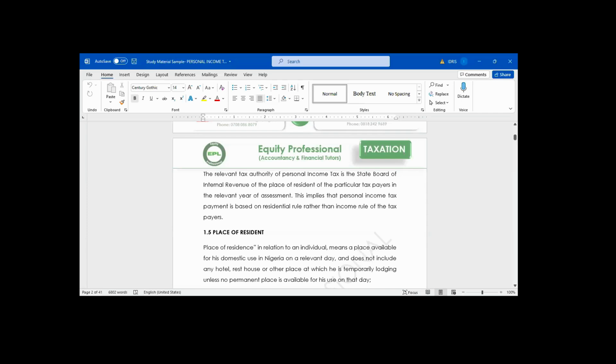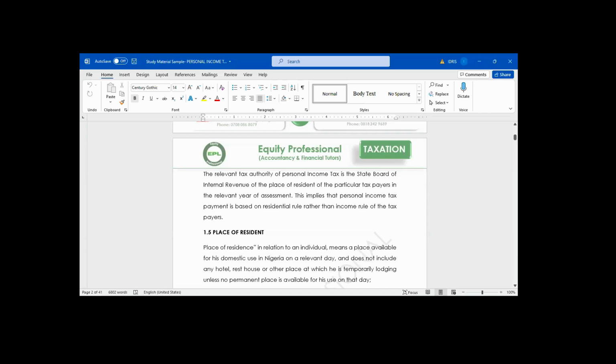In relation to personal income tax, they are talking of place of residence. Place of residence simply means a place available for an individual for his domestic use in Nigeria on a relevant day. That means the place where you sleep, do your social activities, put your family, wash your clothes, you understand? So that is your place of residence. Place of residence does not include a hotel. If you are staying in a hotel, it's not your place of residence.